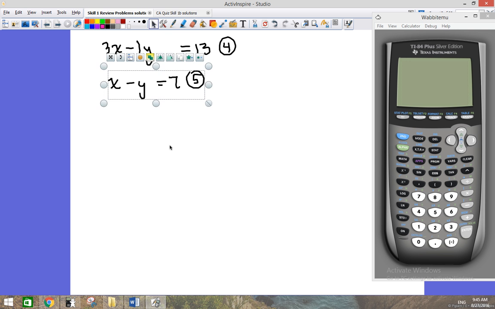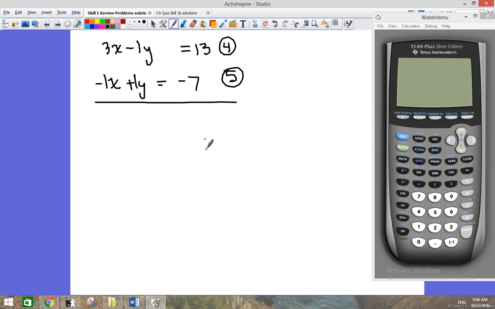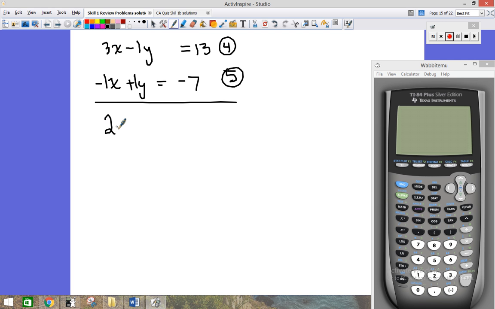I need to make a decision. Do I want to eliminate x or do I want to eliminate y? Well, since I have a negative 1y and a negative 1y, if I just change the sign in equation 5, then I'll be able to add these equations together. So if we multiply this equation everywhere by negative 1, we'll have negative 1x there. That'll be positive, and this 7 will become a negative 7. And now we can add these two equations together. I've got 2x, the y's cancel, 13 minus 7 is 6. So I have x is equal to 3.